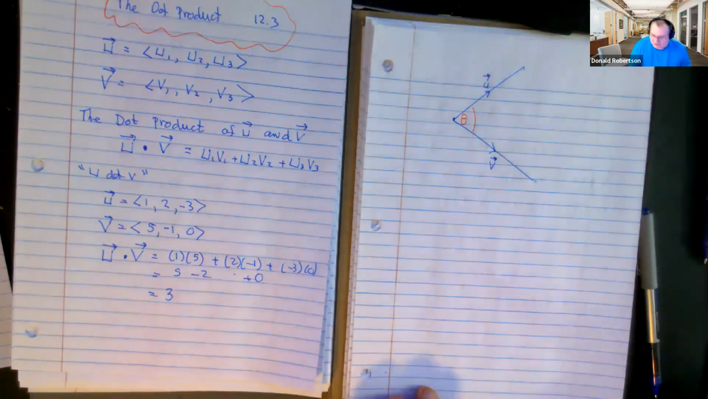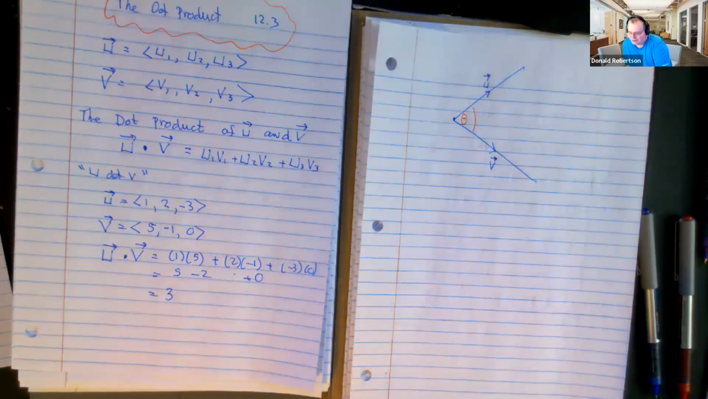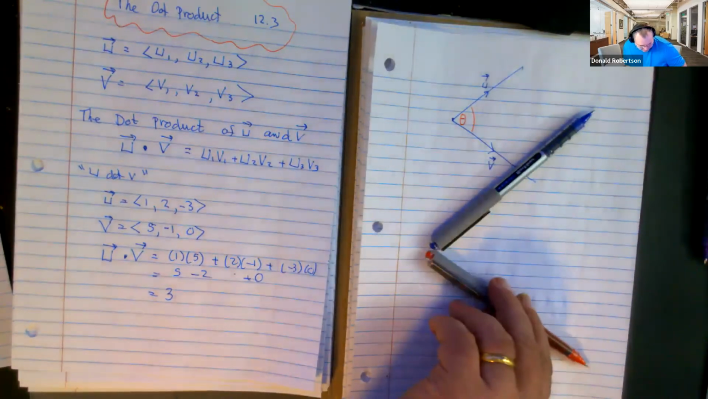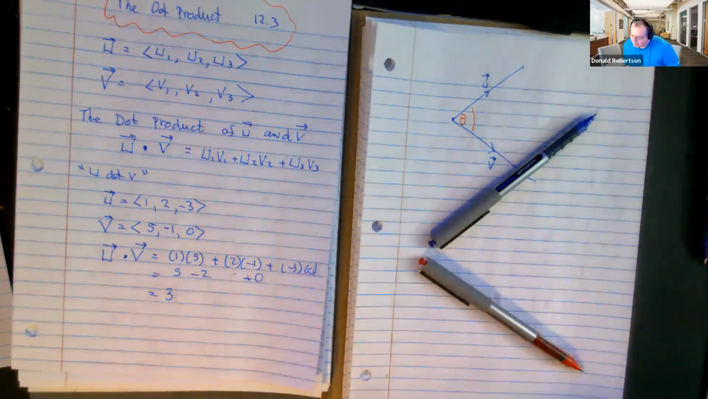It allows you to find the angle between two vectors. That's what the dot product's main usage is, right? Because if you have a vector pulling this way and a vector pulling that way, wouldn't you like to know the angle between them? It would be a useful thing to know.